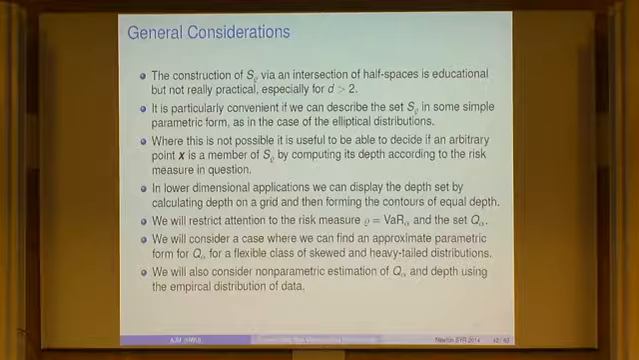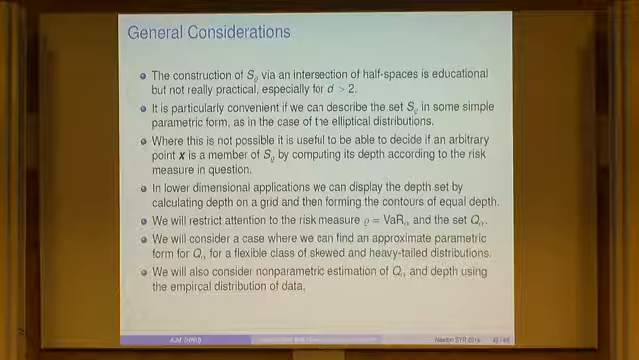In lower dimensional applications, by which I mean d equals 2 or d equals 3, another way you can compute these sets is, if you can compute the depth function, you can just compute depth on a grid, and then you can form the contours of equal depth. And some of the pictures I show will be formed in that way. So I'll restrict attention to value at risk. Obviously I've shown that for expected shortfall and for the expectile, we can construct these sets as well. But for the purposes of the remainder of the talk, the examples will be done with value at risk.